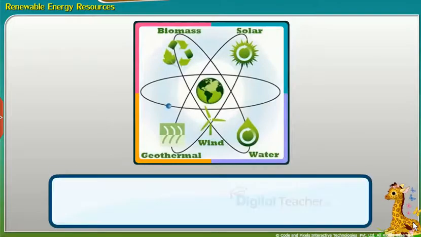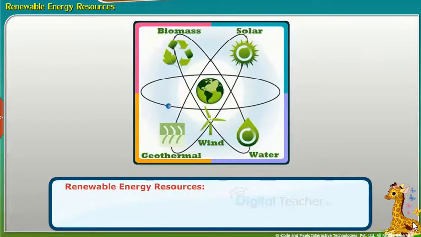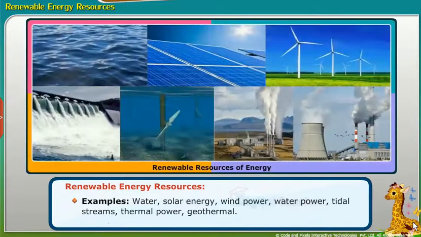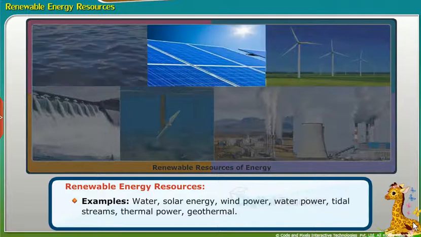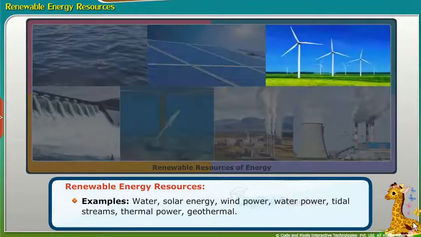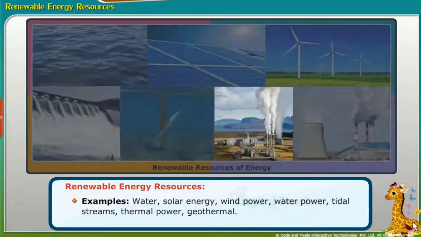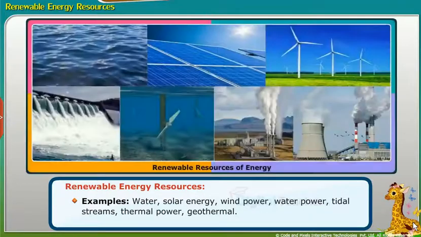Here, let us know what is a renewable energy resource. Renewable or infinite energy resources are the sources of power that can quickly replenish by themselves and can be used again and again. Examples: water, solar energy, wind power, water power, tidal streams, thermal power, geothermal.